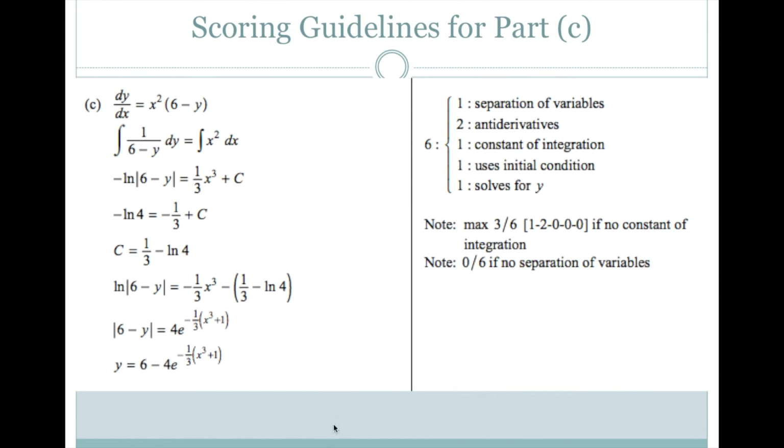If we take a look at these 2 notes on the bottom, we find that there's a maximum of 3 out of 6 points if no constant of integration is found, which makes sense. And the second note here says 0 out of 6 if no separation of variables. So what this means is that you could find this specific solution of y, but if you didn't show your work and you didn't show how you got it by using separation of variables, you won't get any points because that's not showing the Calculus BC readers that you really fully grasp the concept, and they might just think you're extremely lucky or even possibly that you were cheating. So make sure you're showing your work and showing that you know how to use the separation of variables correctly.